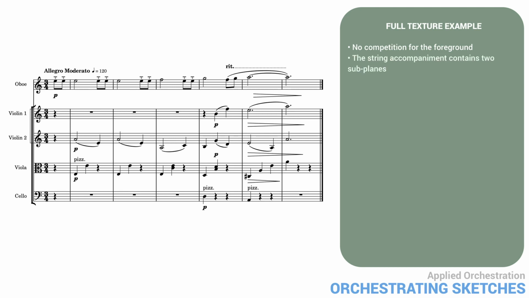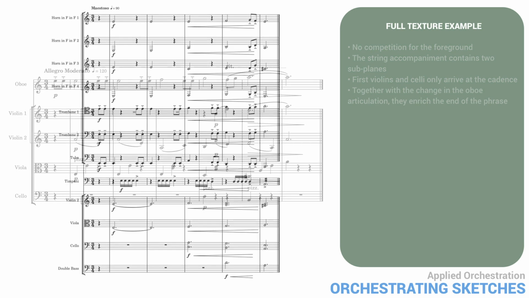The string accompaniment contains 2 subplanes, the violins with an oscillating legato motive, and violas and celli pizzicato providing light harmony. The first violins and the celli only arrive at the cadence. Together with the change in the oboe articulation, they enrich the end of the phrase. Now a very different version.